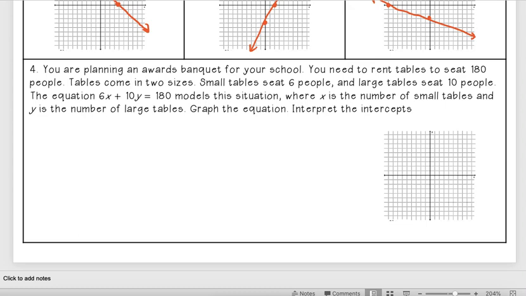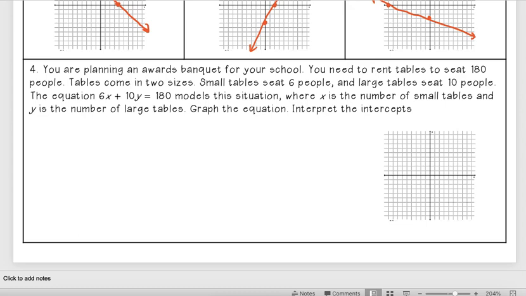Now let's look at an application problem. So this problem says you're planning an awards banquet for your school. You need to rent tables to seat 180 people. Tables come in two sizes. Small tables seat 6 people, and large tables seat 10 people. The equation 6x plus 10y equals 180 models the situation where x is the number of small tables and y is the number of large tables. Graph the equation and then interpret your intercepts.